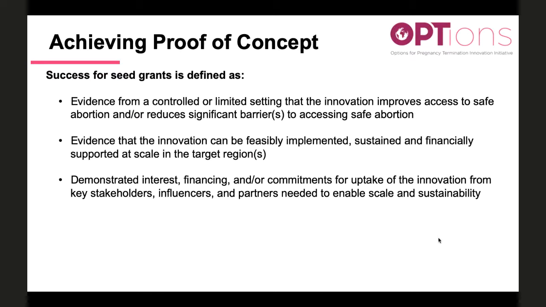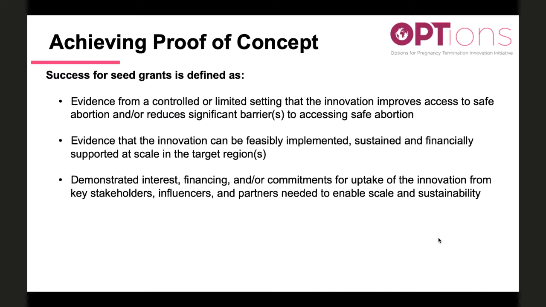Another note on proof of concept, since we receive a lot of questions on this, and again, you can find this in the RFP, but success for seed grants is defined as one of these three things. Evidence from a controlled or limited setting that the innovation improves access to safe abortion or reduces significant barriers to accessing safe abortion. Evidence that the innovation can be feasibly implemented, sustained, and financially supported in the target regions. And demonstrated interest, financing, or commitments for uptake of the innovation from key stakeholders and partners.